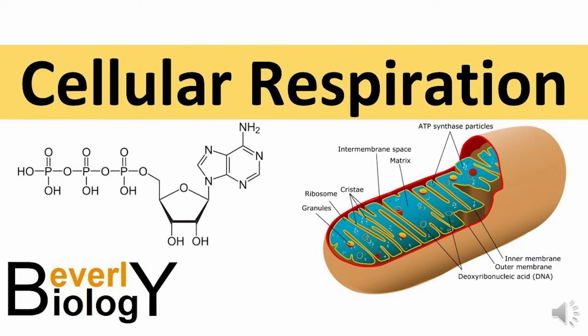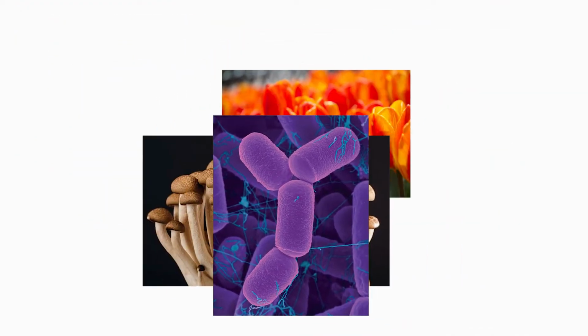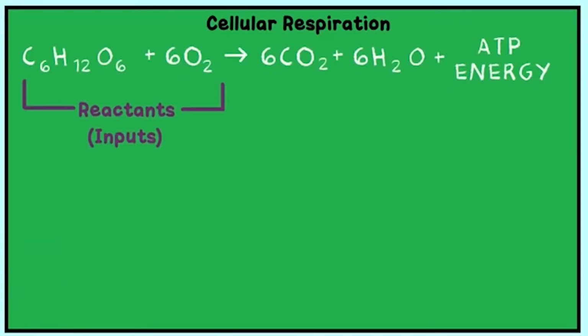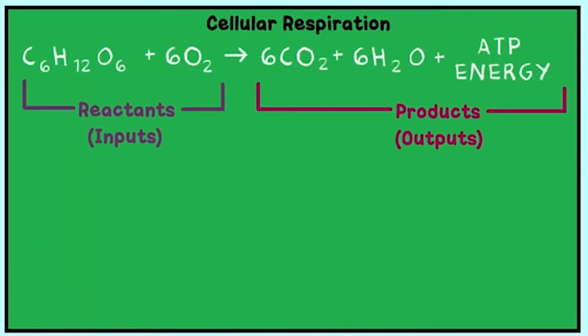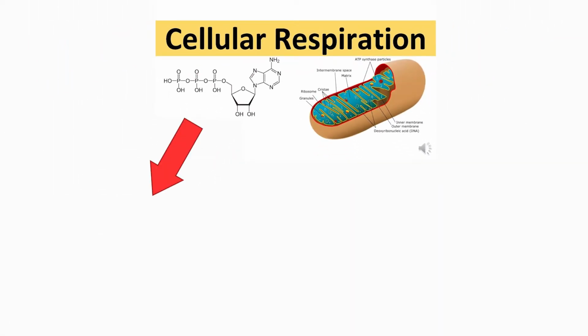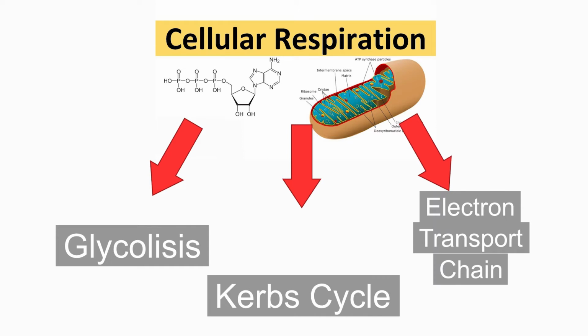Next, we have cellular respiration. This is the process used by plants, fungi, archaea, and other organisms to generate energy. During the process, the organism takes in oxygen and glucose and generates ATP, oxygen, and carbon dioxide. Cellular respiration is divided into three stages: glycolysis, Krebs cycle, and electron transport chain.